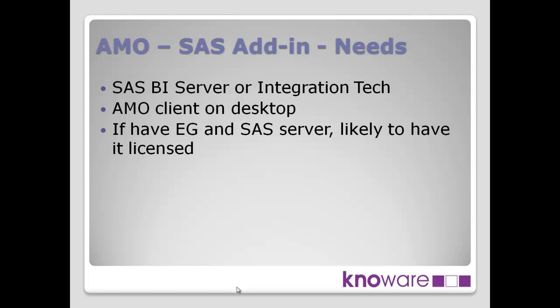Okay, so what do you need? As I mentioned on the previous slide, you need SAS BI Server or integration technologies, so it needs those additional products. You also need to put the appropriate client onto the desktop, and that's no big deal. It's just a matter of installing that, but that is an additional thing that you need to do. And just repeating what I've already said, if you've got Enterprise Guide on it and it's talking to an underlying SAS server, so you've got that client server model set up, you're more than likely to have this capability licensed already and even set up for you to be ready to go.